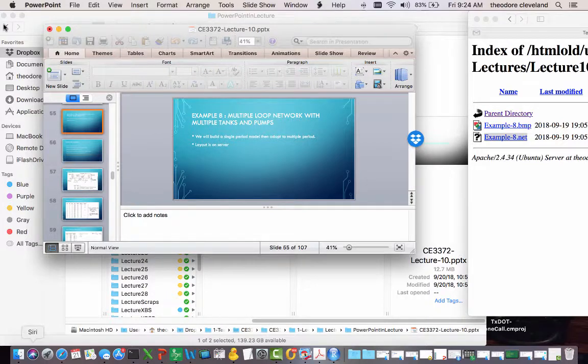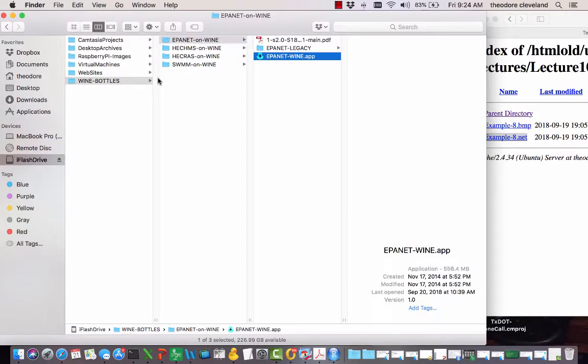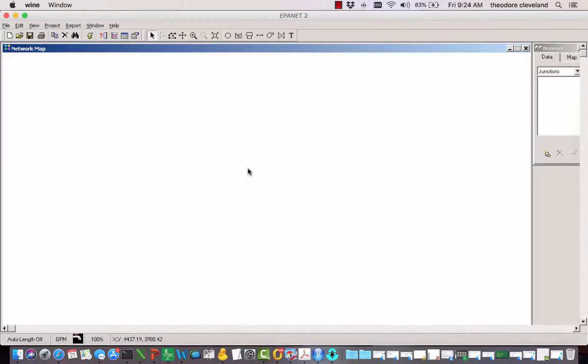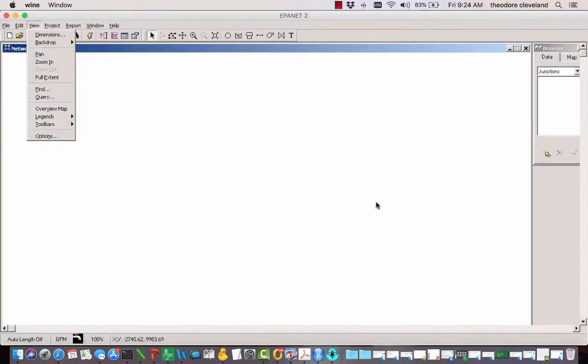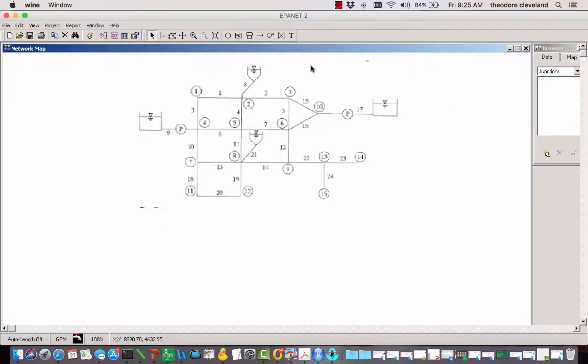Now we have to get our implementation of EPANET up and running. Level 8 BMP. Okay, this is what I'm after. So this is the network that we're going to examine.